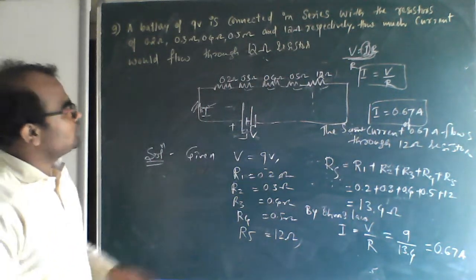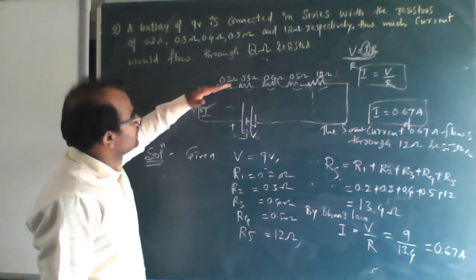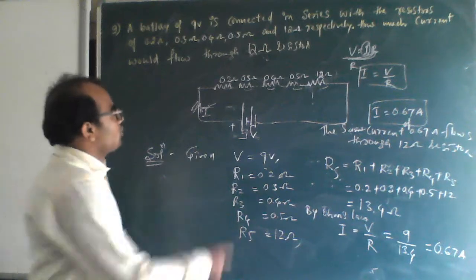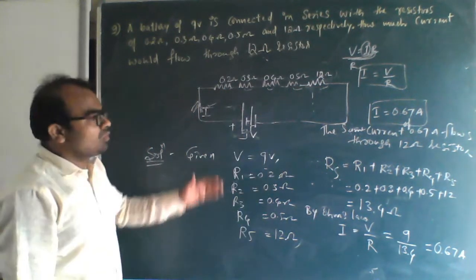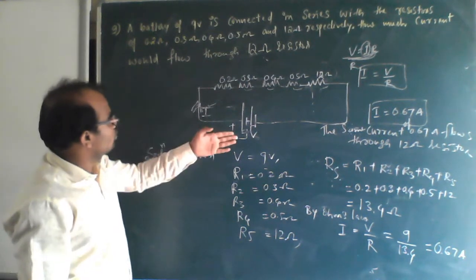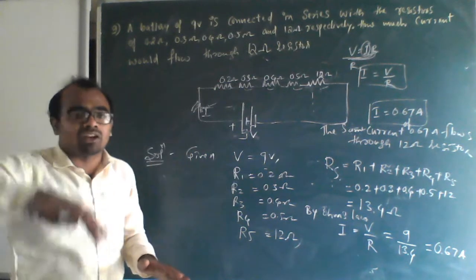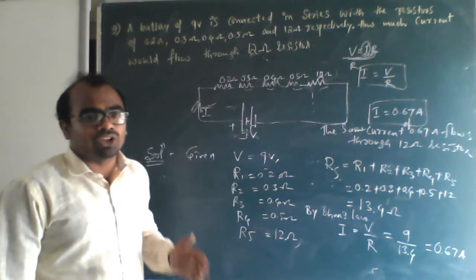So what you have to do, they have given voltage, they have given current, they have given resistances. So by applying Ohm's law, first you have to find the effective resistance of this. Okay, you cannot take a single resistance. It is only possible in a parallel circuit. Here it is a series circuit, we cannot take it like that.